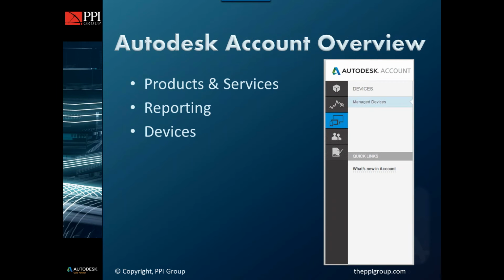Next on the list is the devices, and this is where you can check which devices have subscription benefits installed on them or have access to subscription benefits. Most notably, we've noticed that the A360 desktop, when it's installed, it seems to register the device at this point. And this is also where you can get a good feel for which users have which products.